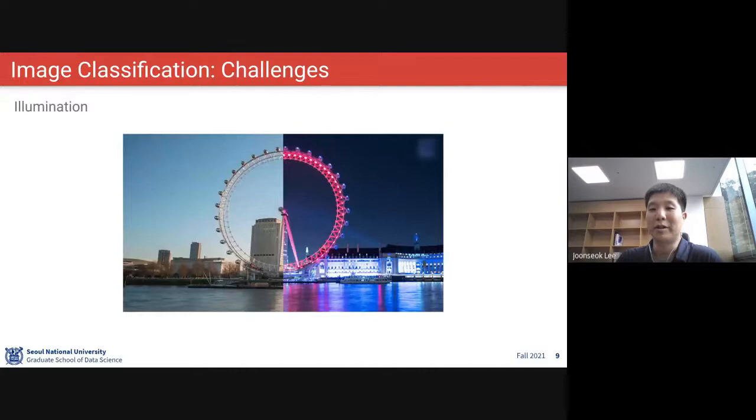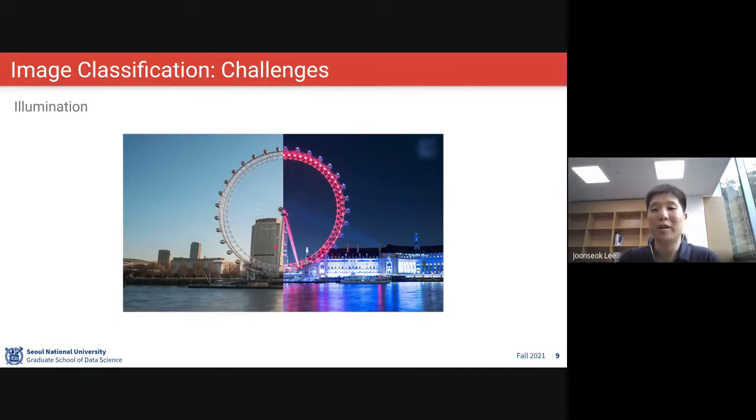And also, illumination is another important factor. We know that these two pictures were taken at exactly the same place, but its RGB pixel can be very different depending on what time of the day it is. So in the daytime, we see that this wheel is colored white, as I see, and it may look black, but at night they are actually looking like a pink or red. So it will have higher values in the red components and smaller values in other components, but it's completely different in day and night.